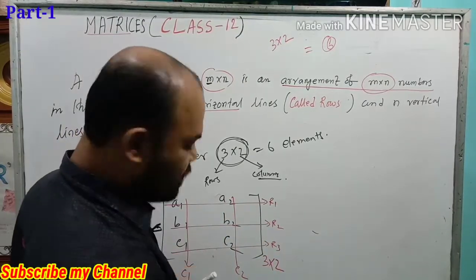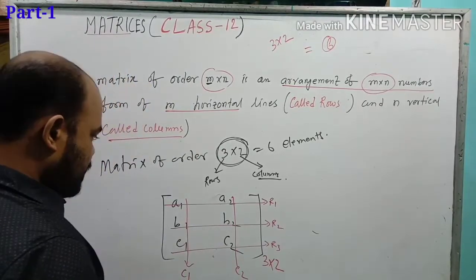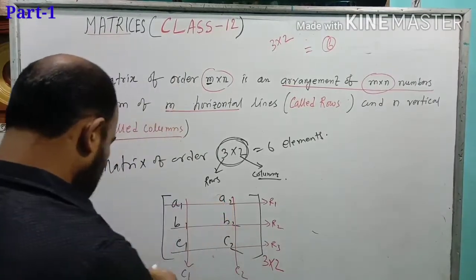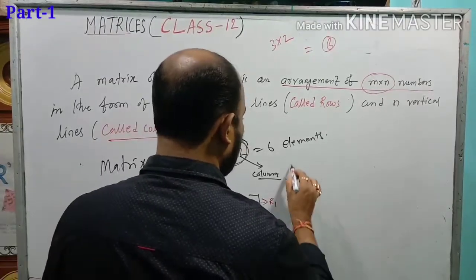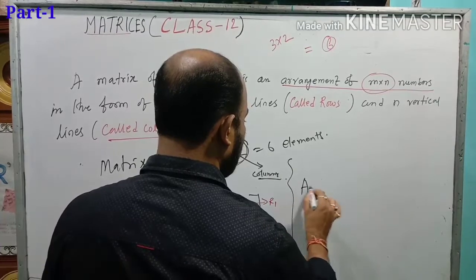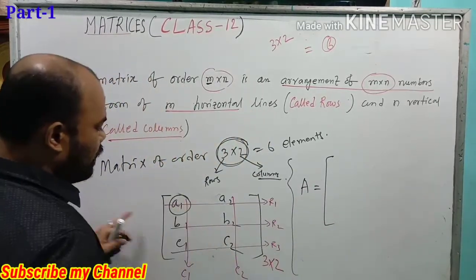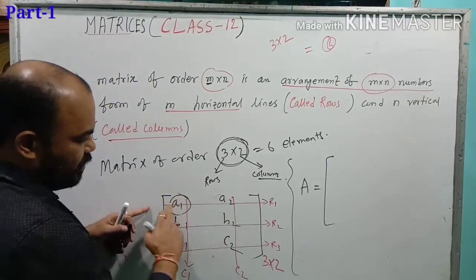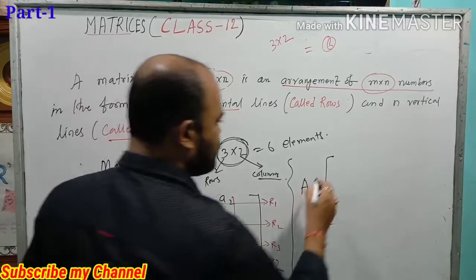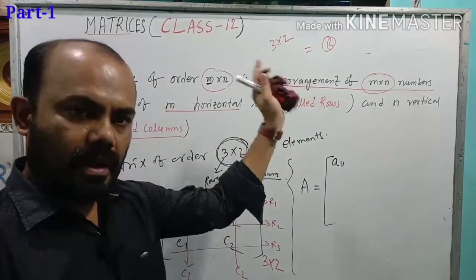So this is the representation, and the general form of representation of a matrix is, say, I am representing this matrix in its general form. Let us denote this matrix by A. Now see this element A1, the position of this element is the intersecting point of first row and first column, so it is written as A11. This concept was already discussed in my determinant video.